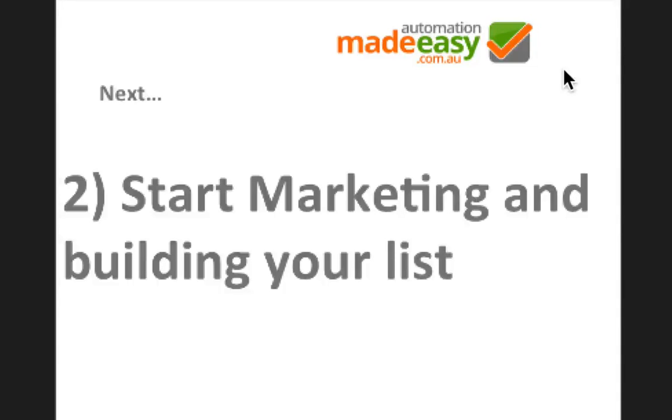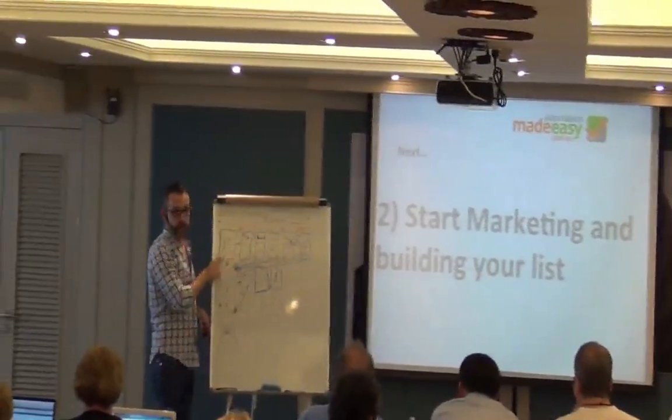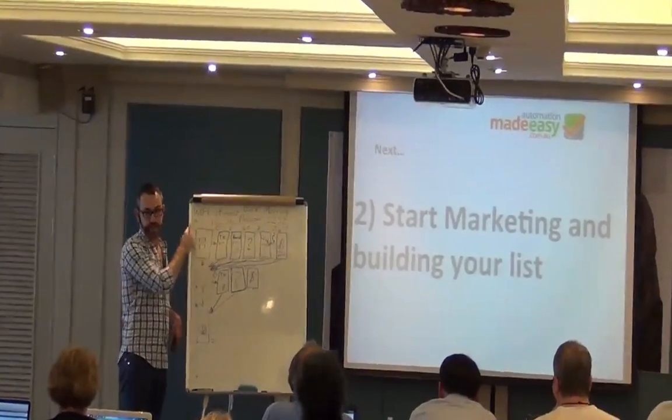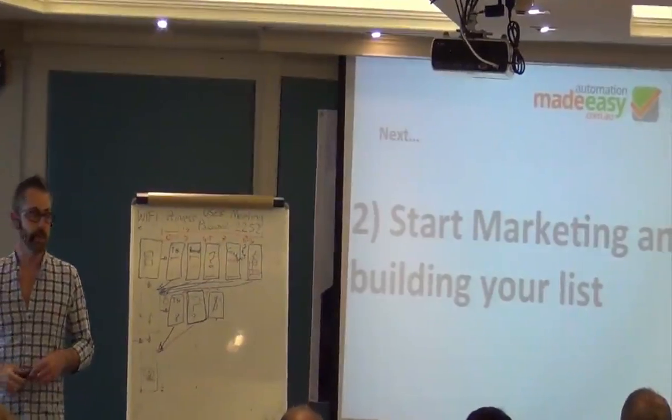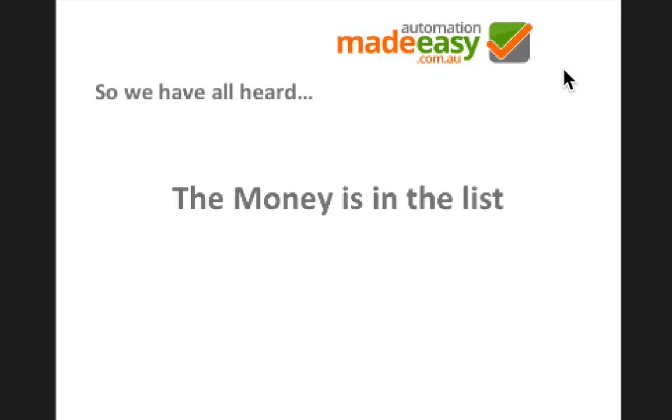So today we're going to look at starting to market and build your list. We're looking at this part of the process today, basically an opt-in and an autoresponder, so that we can get people to opt in and we can start building our list. So we've all heard the money is in the list, haven't we?